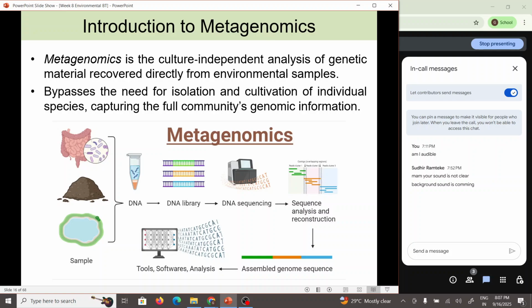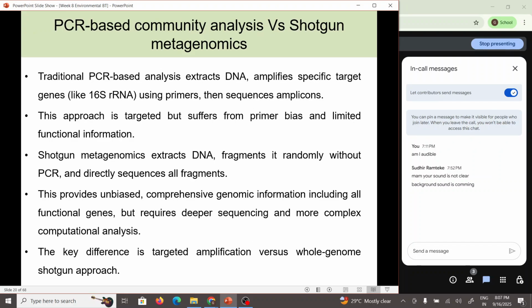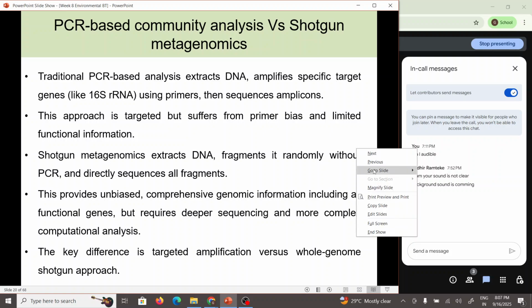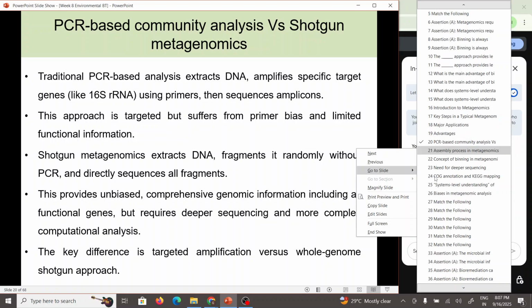So these are a few practice questions from this metagenomics topic. We have seen these slides previously. So now we will go to discuss bioremediation.